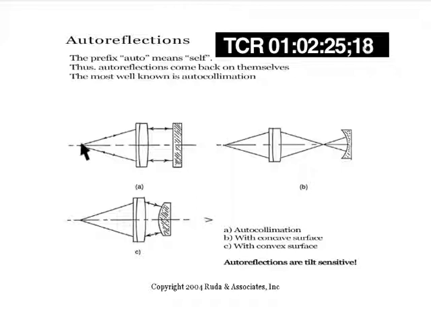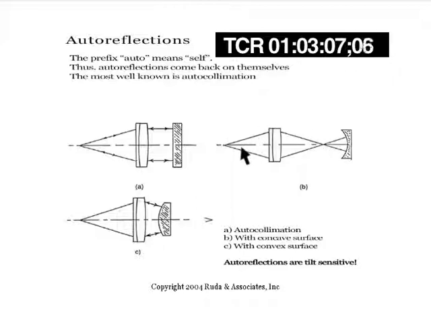There are some other examples of autoreflections besides autocollimation. As you can see here, we're achieving an autoreflection with a concave surface, and over here, we're achieving autoreflection with a convex surface. Let's talk about the concave surface first. Let's say that this is a spherical surface, and the center of curvature of this spherical surface is located right here. Because this is a sphere, any line that goes through the center of curvature will hit the surface at normal incidence and will therefore come back on itself.